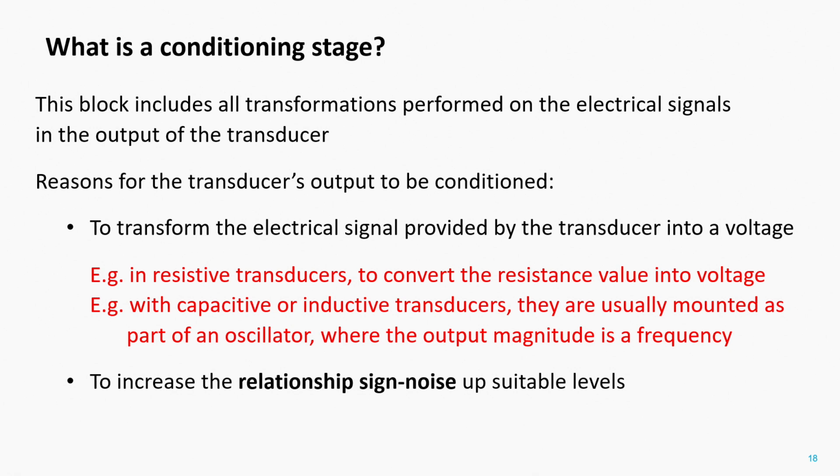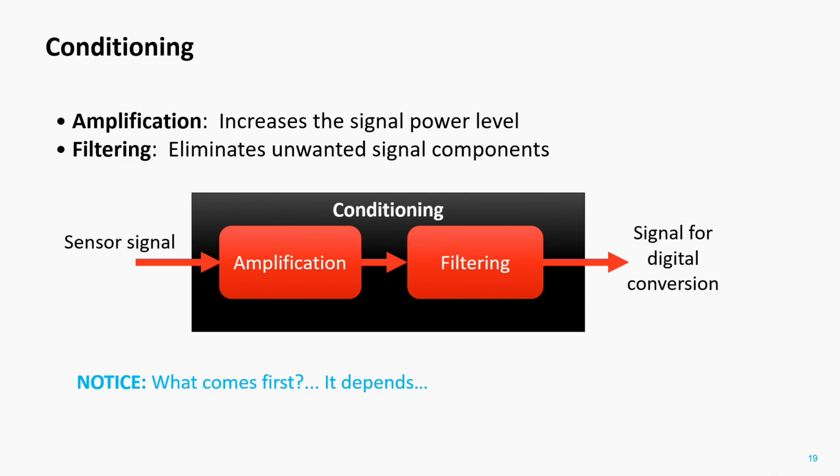The reasons for including the conditioning part at the end of the transducer stage are mainly these two, pointed out here. The first one is to transfer the electrical signal provided by the transducer into a voltage, and the other one is to increase the signal-to-noise ratio to suitable variables so that the signal can then be processed by a digital system. To tackle these two questions, the conditioning stage normally includes two parts, as shown in the drawing: the amplification part and the filtering one.